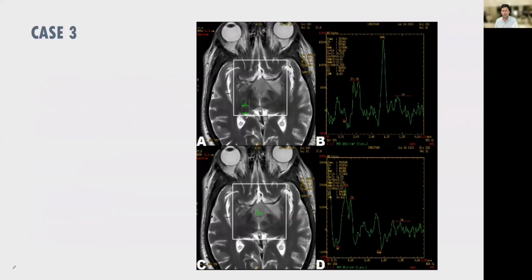Okay, this is the normal voxel. This is an abnormal voxel. My question is, what is this lesion per se? First, what is this lesion? Anybody? Where is it located? What is the location of the lesion? Where is this lesion located?